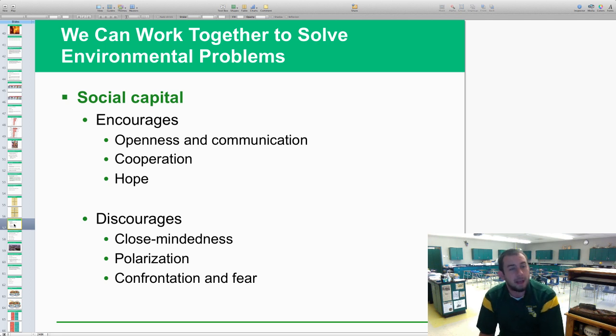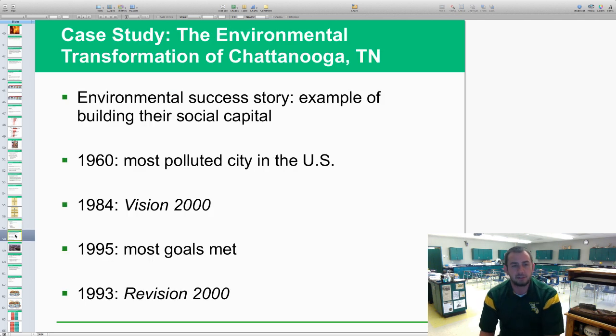This is what we call social capital. It encourages openness and communication and cooperation and hope and all those things, and it discourages closed-mindedness, polarization, butting heads, and confrontation and fear. So social capital can be a very, very big part of solving environmental problems. One example I'm going to give you is the case study of Chattanooga, Tennessee. It's on page 21 of your virtual textbook, and it's a success story based on building social capital.